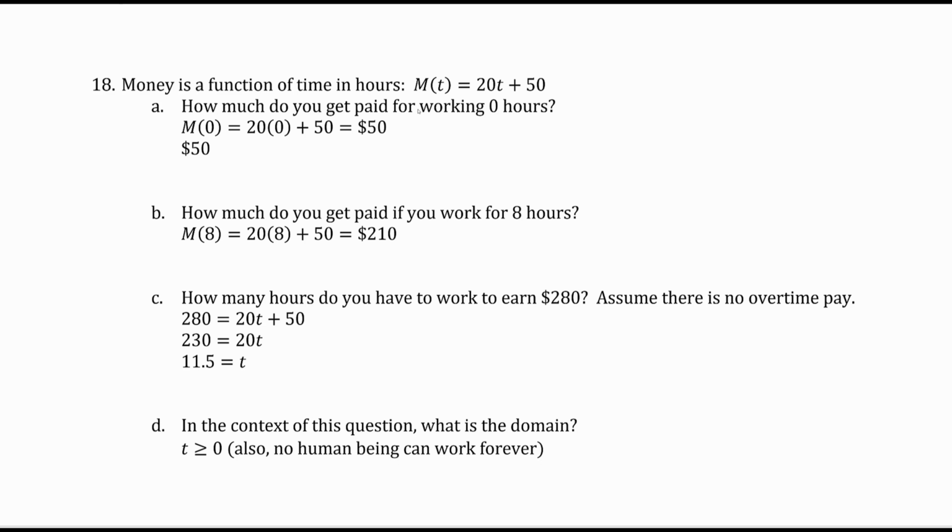How much do you get paid for working 0 hours? We simply substitute 0 into time. 20 times 0 is 0, plus 50 is $50.